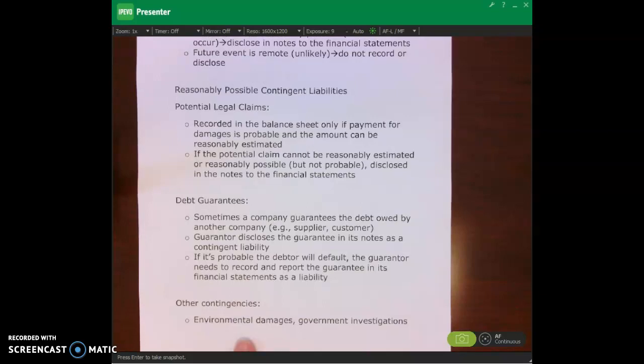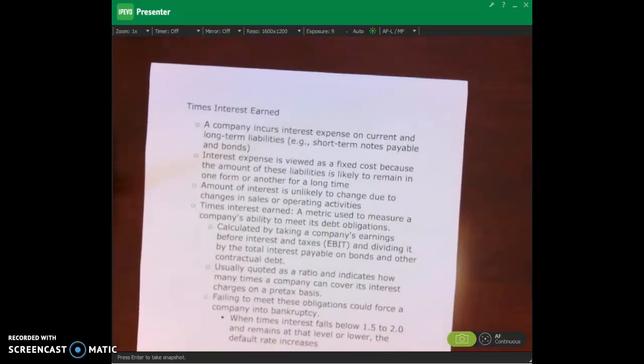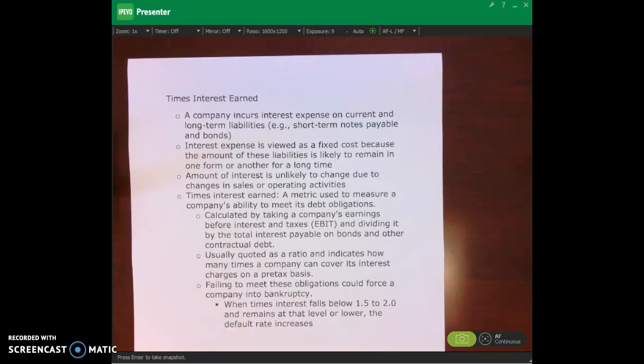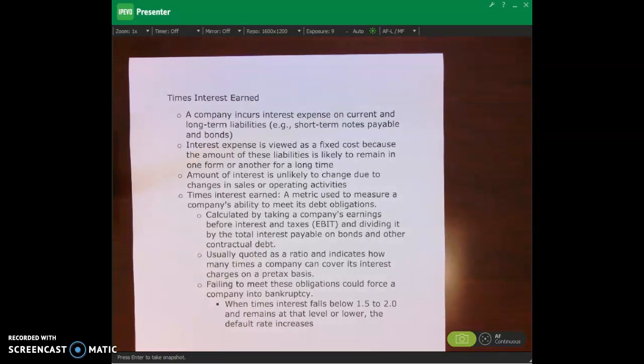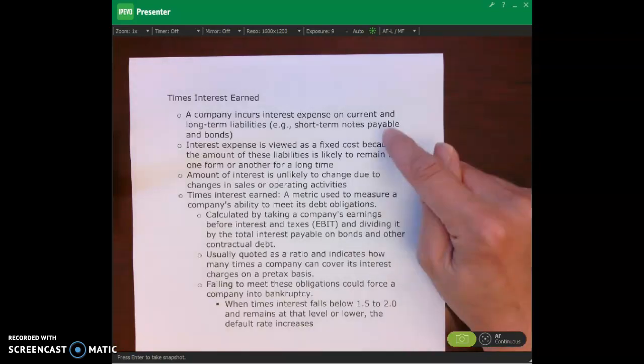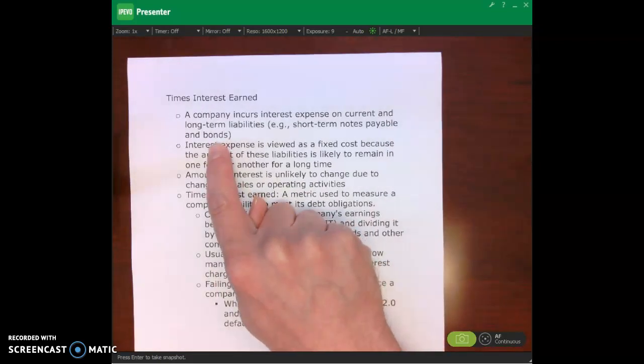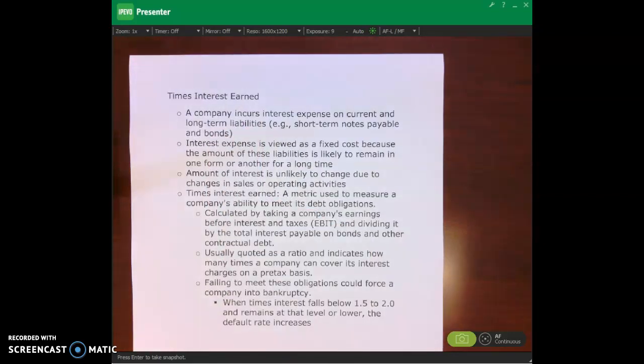We have some other contingencies here, environmental damages and government investigations, that could also lead to contingent liabilities. The final thing I wanted to talk about is another ratio, times interest earned. When a company issues bonds or has other liabilities, even short-term notes payable, they have interest expense. They have it on short-term notes payable, and they can also have it on long-term liabilities, such as bonds and long-term notes payable. So they have to pay interest expense.